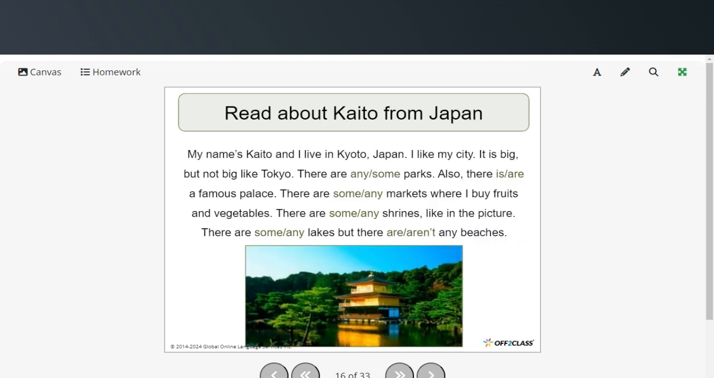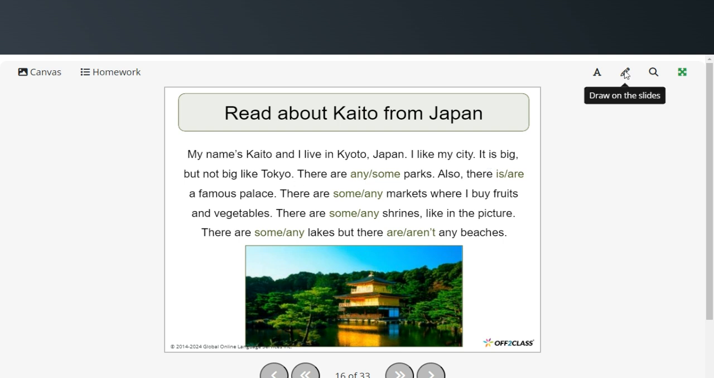So we're going to read about Kaito from Japan, and you can either pause the video and read on your own, or you can follow along as I read. My name's Kaito, and I live in Kyoto, Japan. I like my city. It is big, but not big like Tokyo.